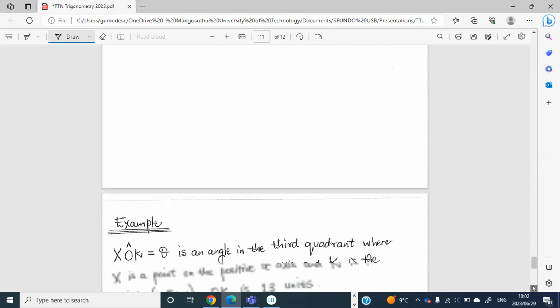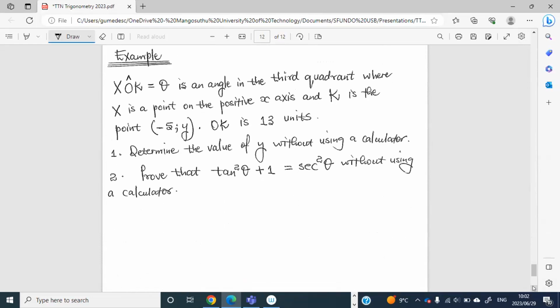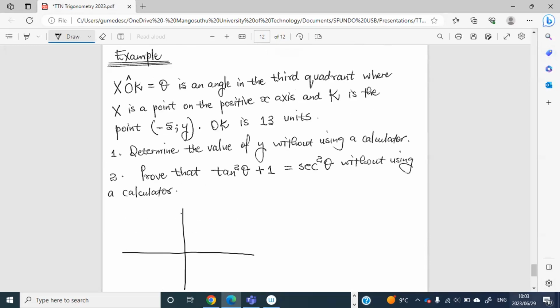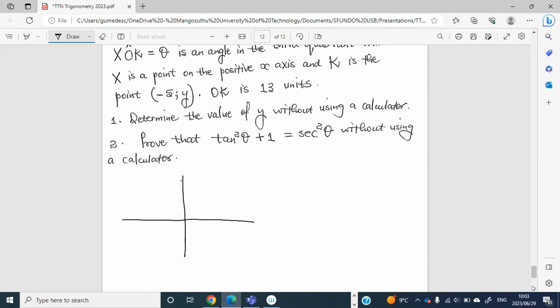You'll stop me if. Okay, here we may not finish number 1 and 2, but just to show you what to do if you've got a point on another quadrant. Here, theta is an angle on the third quadrant. X is a point on the positive y-axis, and K is the point (-5, y). So already we are told that theta is an angle on the third quadrant. Which quadrant is that? It's quadrant 1, 2, 3, right?